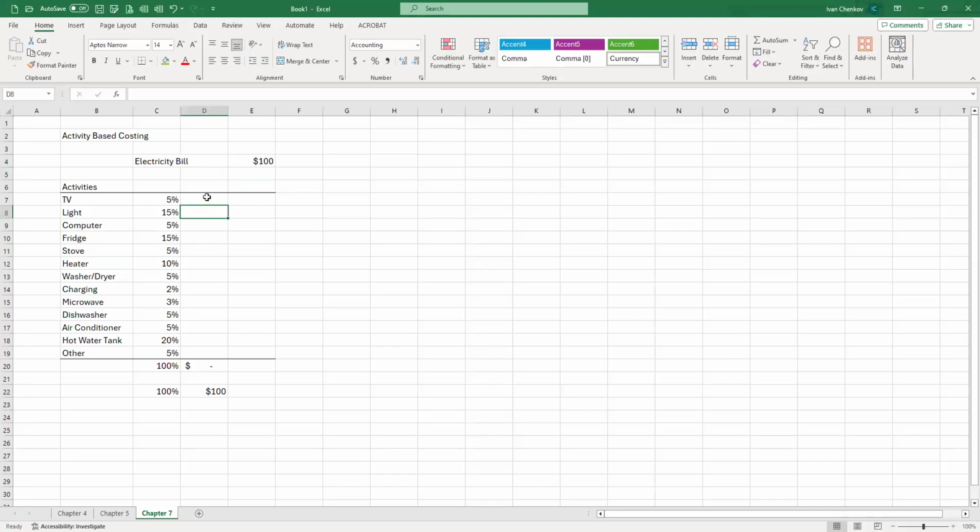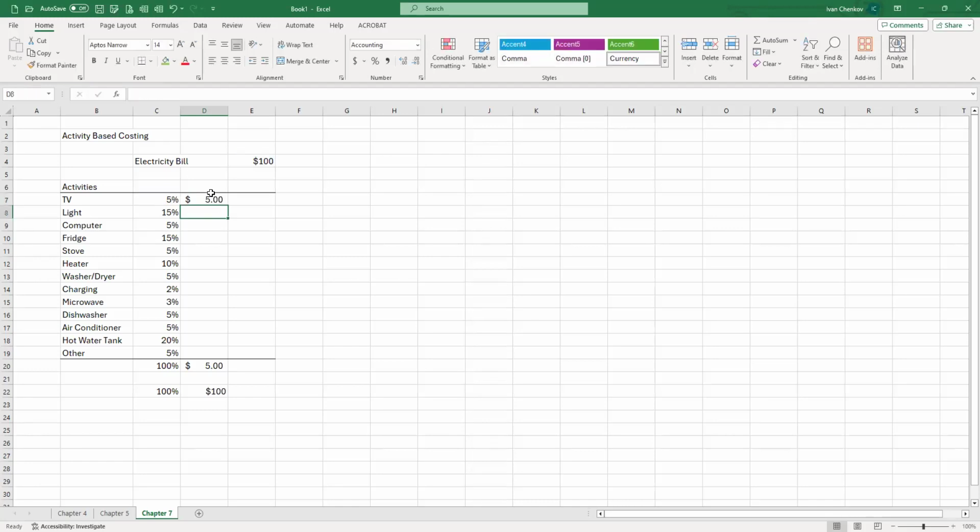But now I can find how much is the cost related to the TV, correct? How am I going to calculate it? Cost times 5%. So $5 of my bill is related to the TV. Make sense? Do you understand this logic?